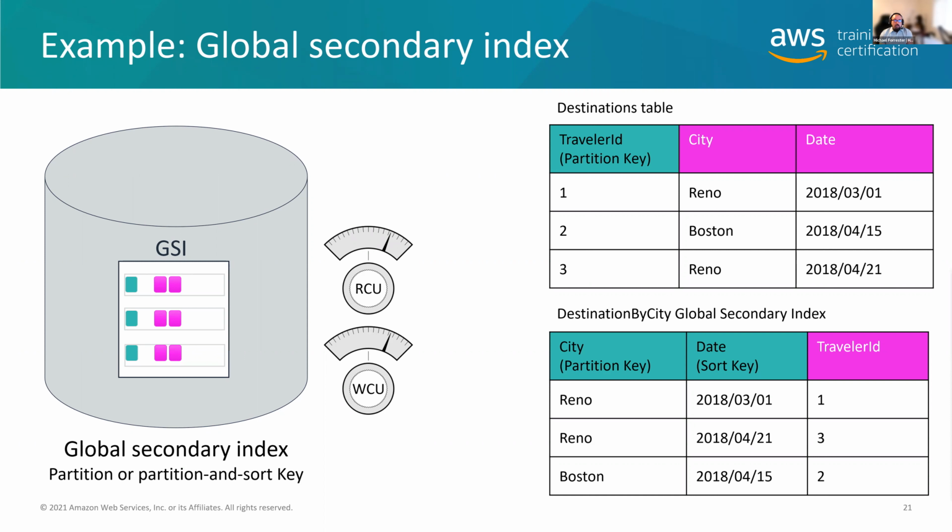When would you use global indexes? You would use global indexes when you need to run a query that the primary table is not optimized for, and you need to change both the primary key and the sort key, right? You need to switch it up.